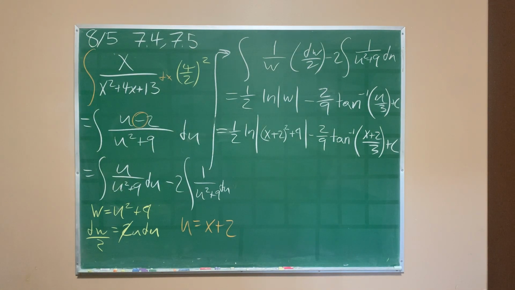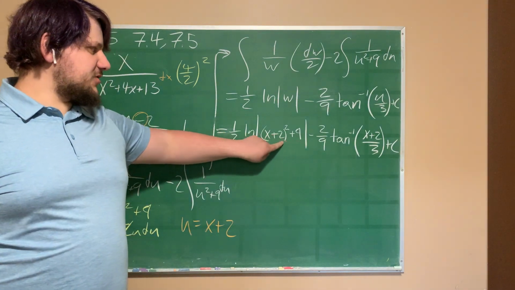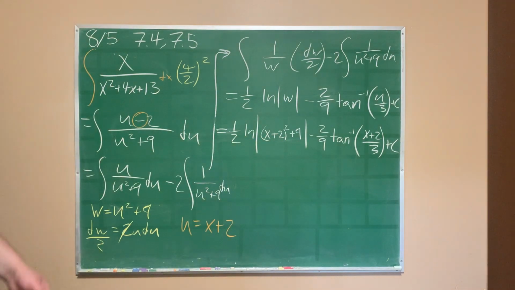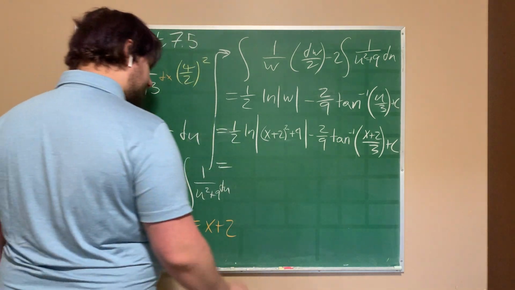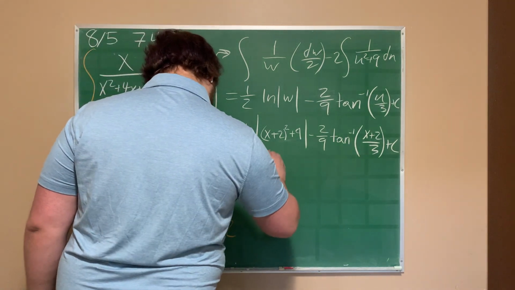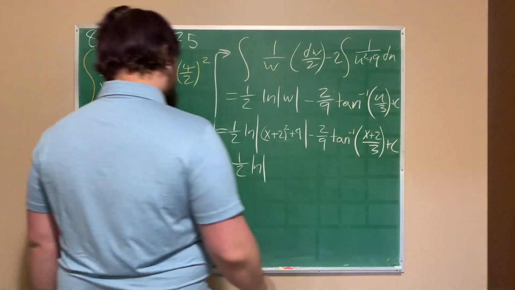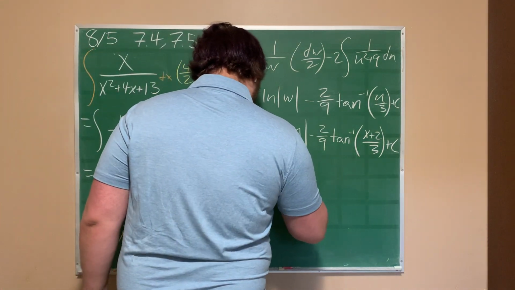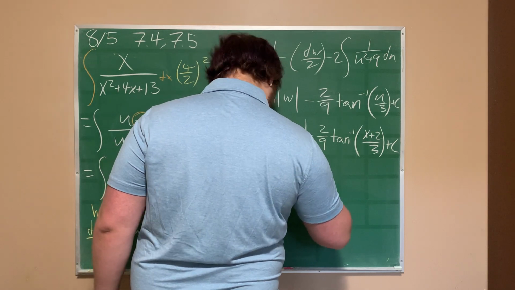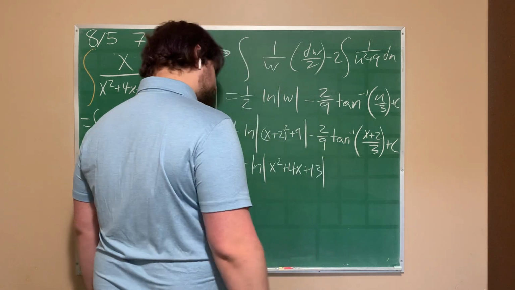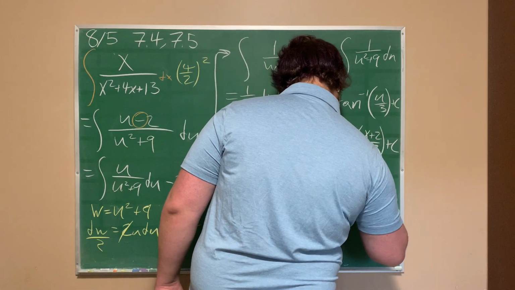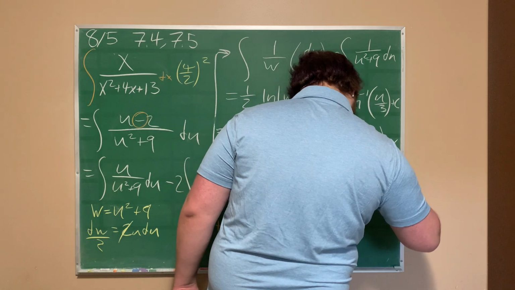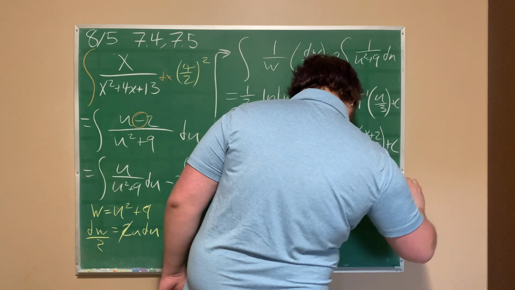All right, and you might have noticed, by the way, that this expression here inside the absolute value is precisely equal to the denominator here. So if you like, you can finally write your answer involving the original fraction here. 1/2 the natural log of the absolute value of x squared plus 4x plus 13 minus 2/9 the inverse tangent of x plus 2 over 3 plus our constant of integration.